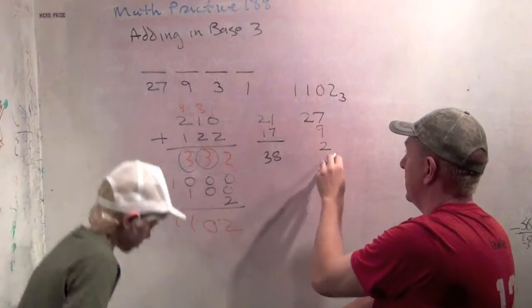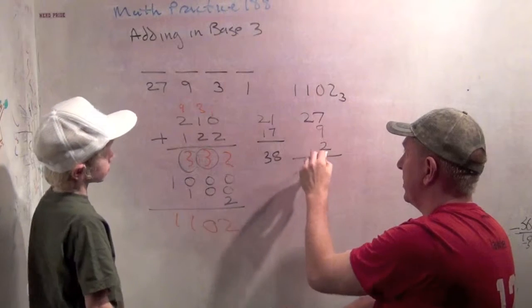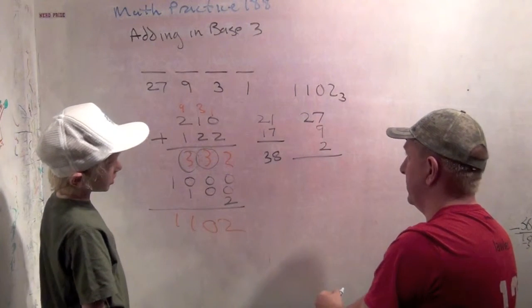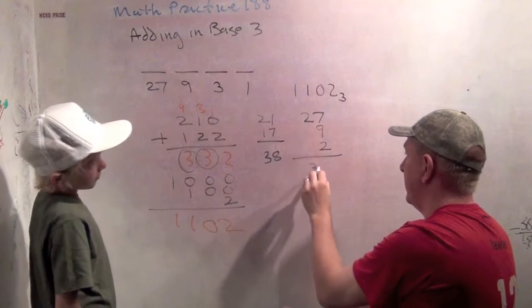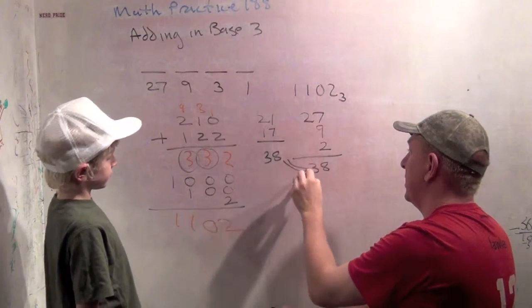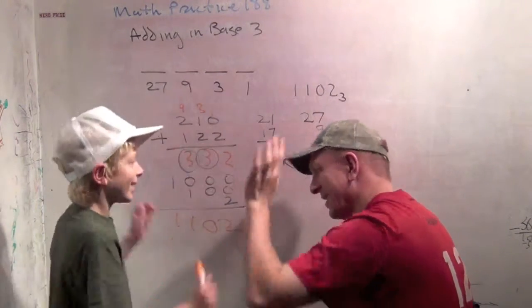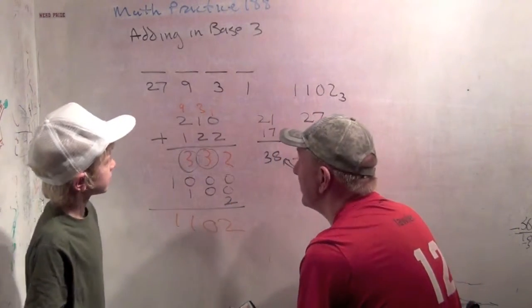Okay? So this is 27 plus 9 plus 2. What's that? Well, 27 plus 9 is 36, plus 2 is 38. Does 38 equal 38? Yeah! All right. High five.